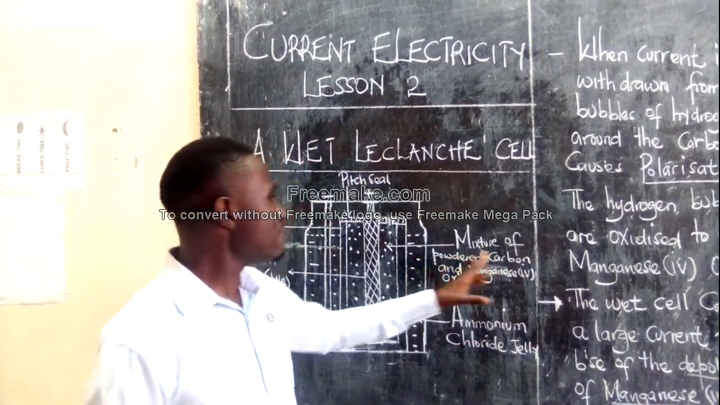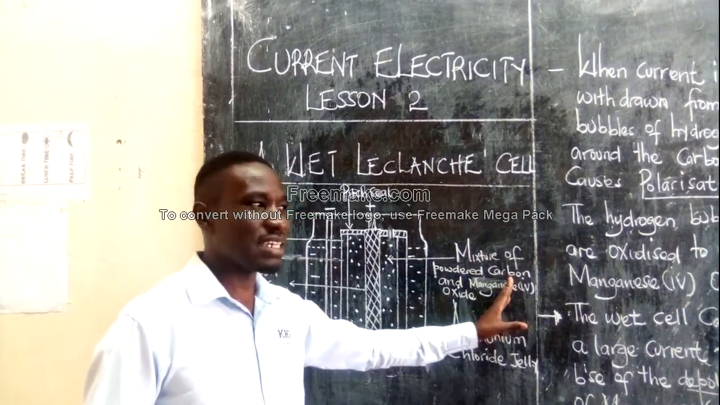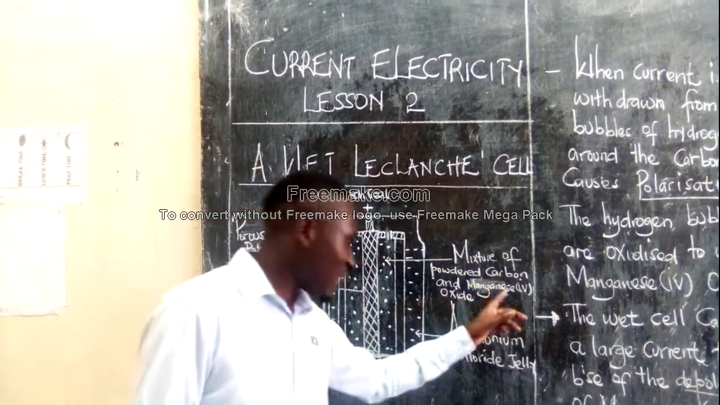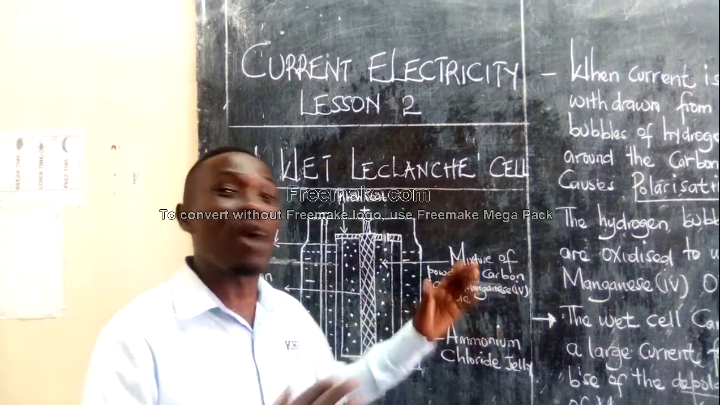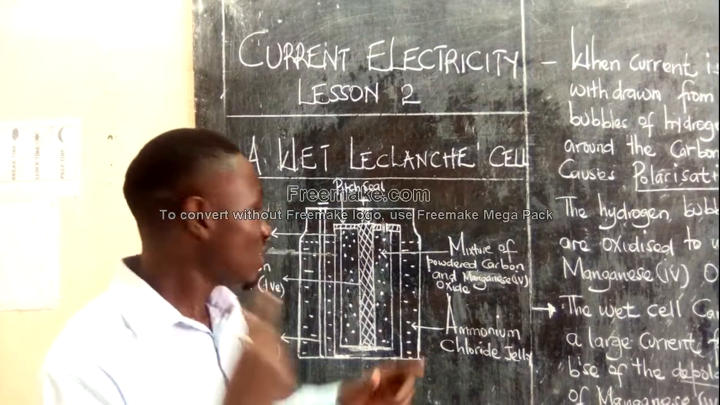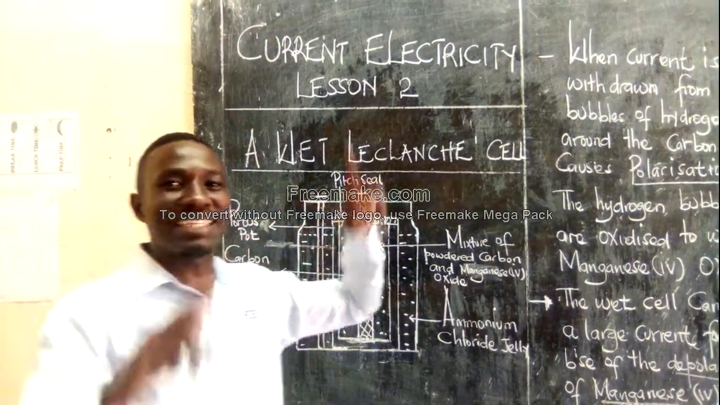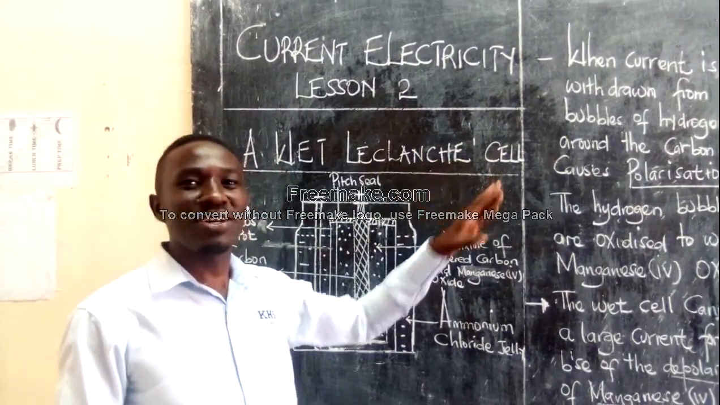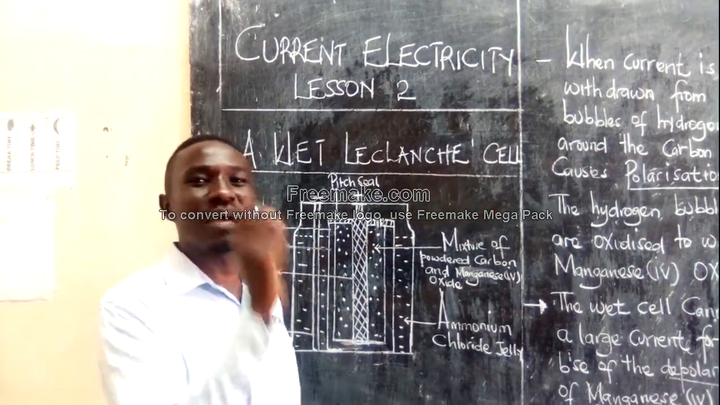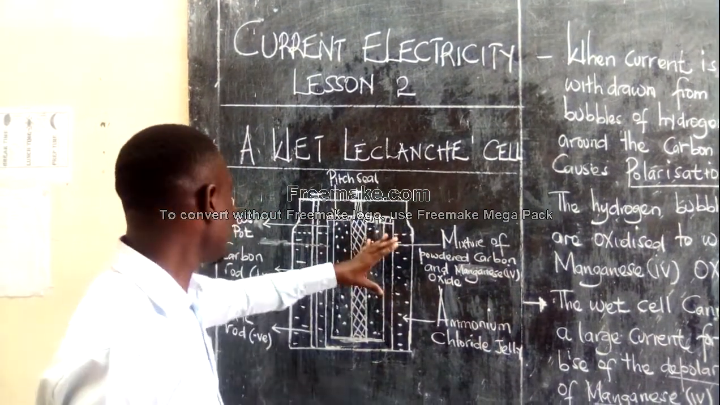We have a mixture of carbon and manganese(IV) oxide. Now, of course, when I bring in the aspect of manganese(IV) oxide, you know why we put it there: to eliminate the defect of polarization. So in here, all things are catered for. It is not like in a simple cell whereby you keep on adding manganese. Here, manganese(IV) oxide is embedded within the system.